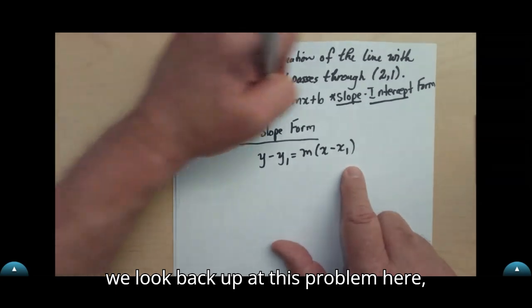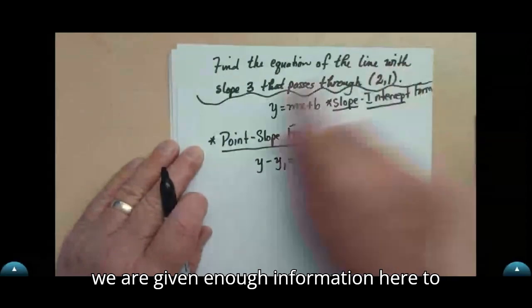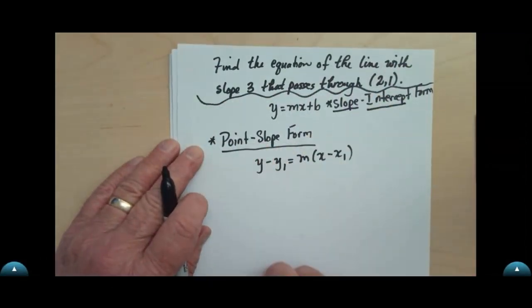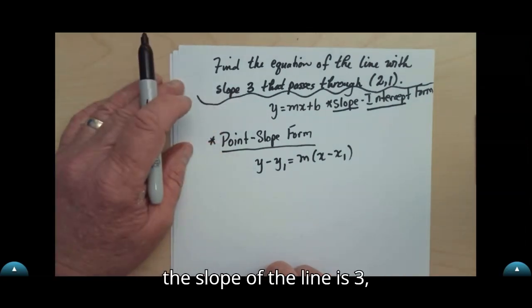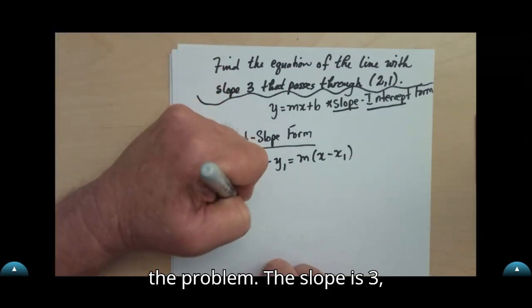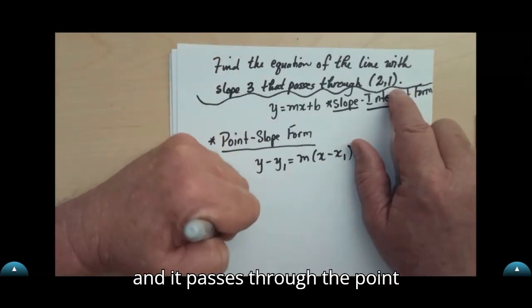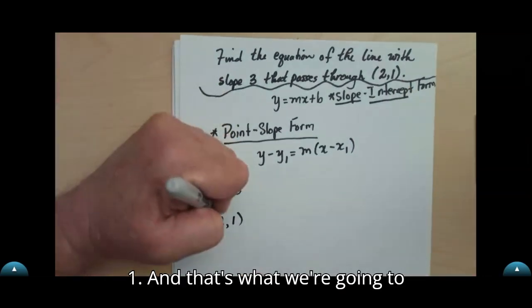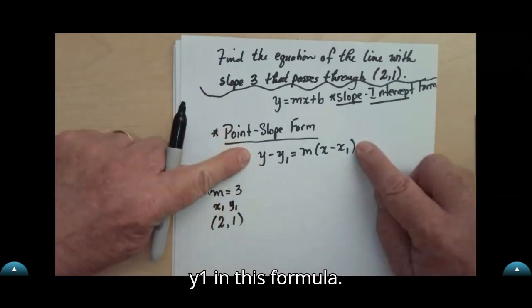So if we look back up at this problem here, we are given enough information to write the equation of the line immediately in point-slope form. They tell us that the slope of the line is 3. So here's the information we're given in the problem. The slope is 3. And it passes through the point where x is 2, y is 1. And that's what we're going to use for the x1 and y1 in this formula.